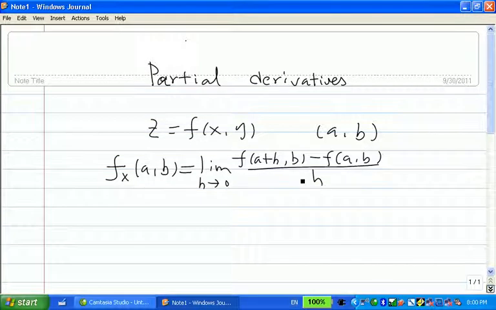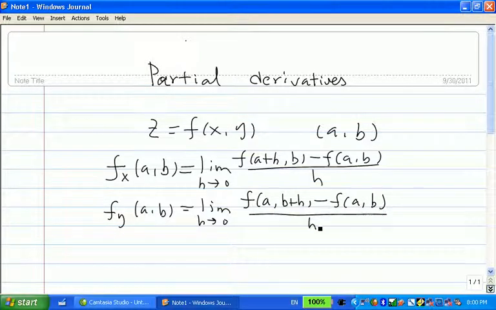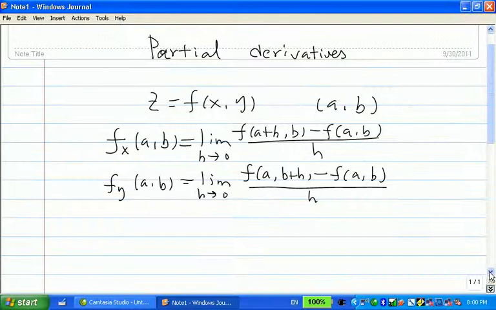By the definition, you can see that y is treated as a constant, b, so only x is changing, from a to a plus h. Similarly, we can find f_y(a, b). As h goes to 0, this time we fix x at a, and y changes from b to b plus h, over h. This is similar to the definition of the derivative for a function of one variable.